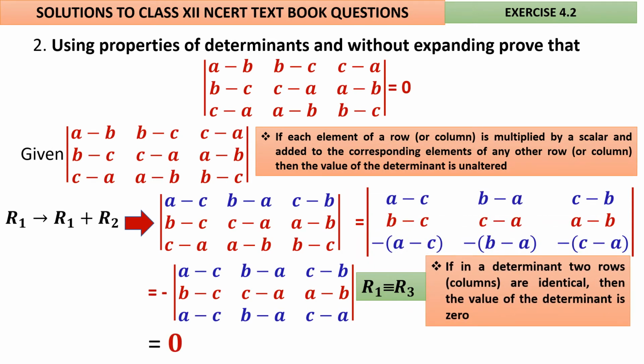Remember, using properties and without expanding to prove it as 0, we have to make use of some properties which are known to us, and the final property to be used is that any two rows or any two columns are identical, or in some cases if you do this property, any row or any column will become 0 automatically.